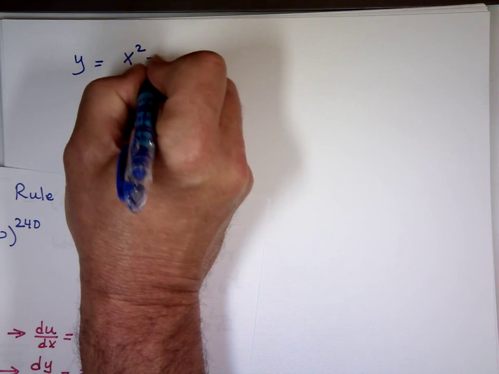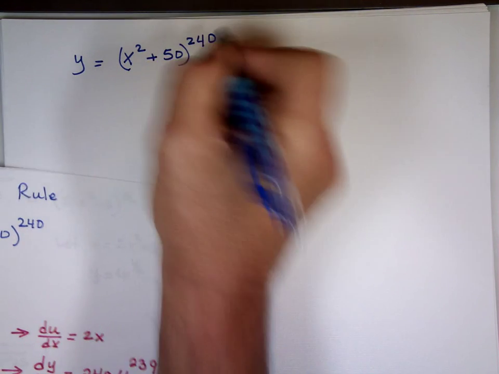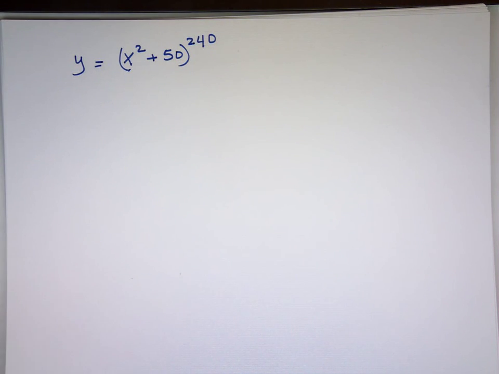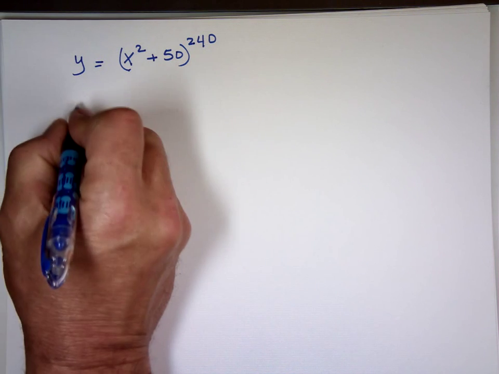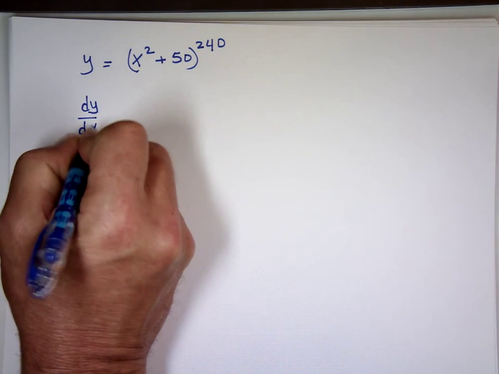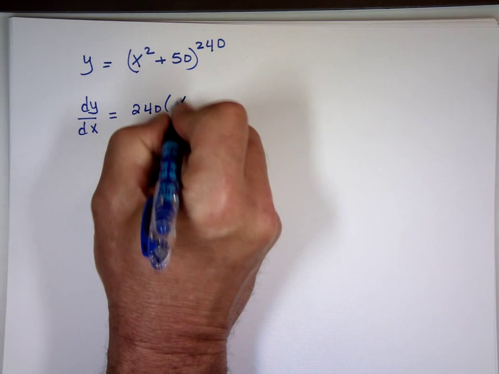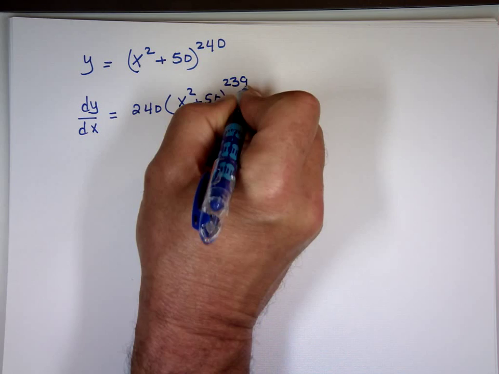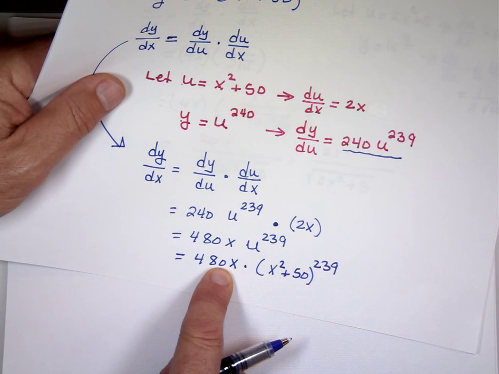It is the chain rule, but nobody wants to go let u equal this, let du, dy, dx. If this was x to the 240, how would you take the derivative? 240 times x to the 239, right? We're still going to do the same thing. We're going to move the power to the front, multiply it by x squared plus 50 to the power of what? Subtract 1 from the power. But that's not the same answer. Got a portion of it. Something is missing.